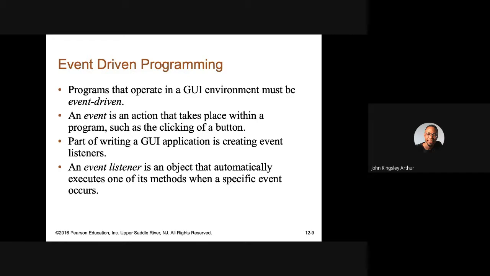Now, an event is an action that takes place within a program. So, for example, clicking of a button, okay? Clicking of a button is an example of an event. In graphical user interfaces, the majority of the activities that we do are these interactions. So clicking on a button, or opening or closing a file, or opening or closing a folder, are all examples of events.